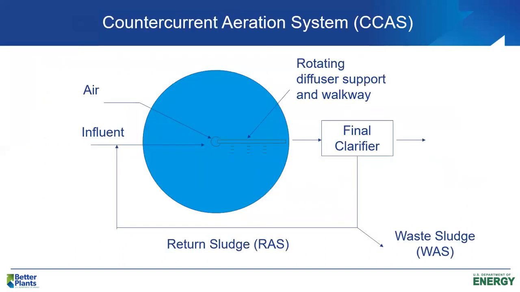Another extended aeration process is called countercurrent aeration. It's a circular reactor, and we have a rotating bridge that has typically a fine bubble diffused air system attached to it that'll be about 1 foot off the bottom. And that rotating arm actually moves around the ditch. And again, the diffused aeration system is attached to it.